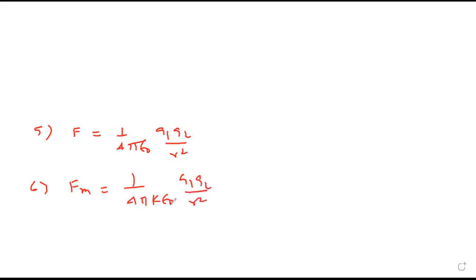What is formula for force between two charges in air? 1 upon 4 pi epsilon naught Q1 Q2 by R square. If two charges are situated in dielectric medium, then 1 upon 4 pi K epsilon naught Q1 Q2 by R square. Force between two charges in medium is F air upon dielectric constant. Dielectric constant is also called relative permittivity, which is epsilon upon epsilon naught.